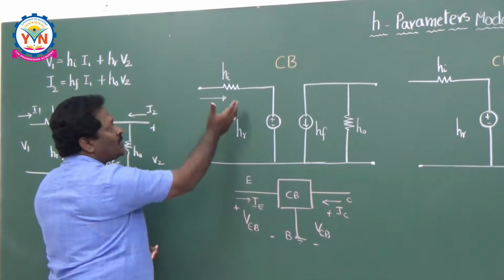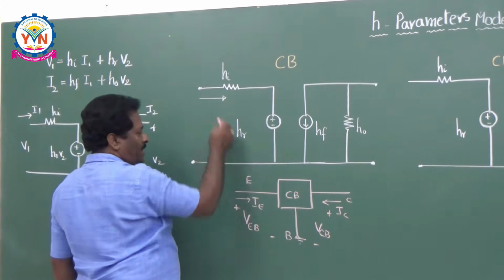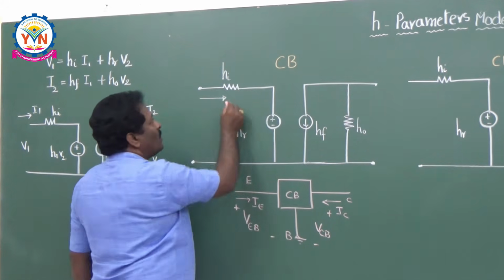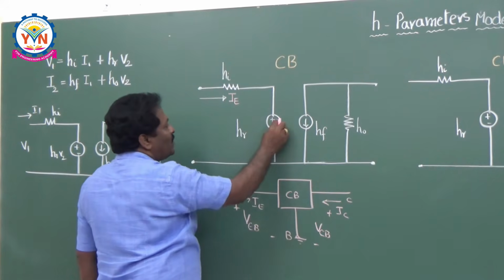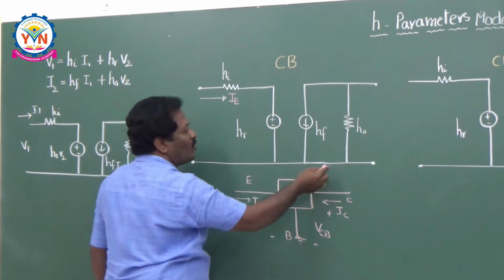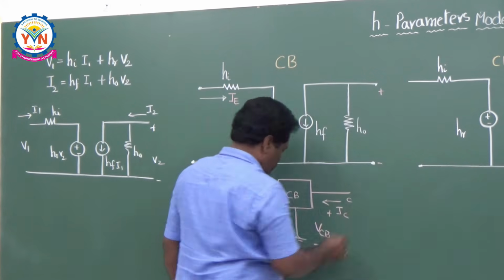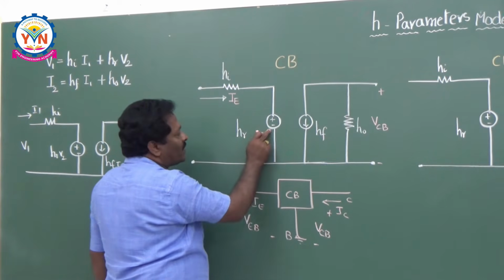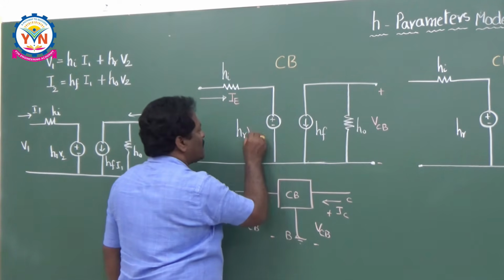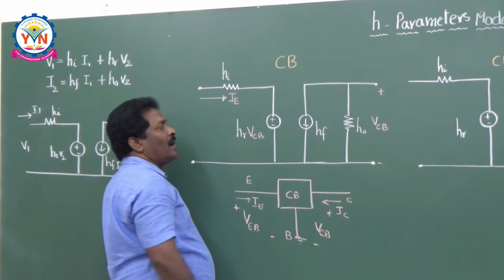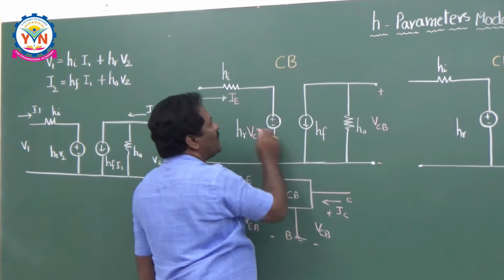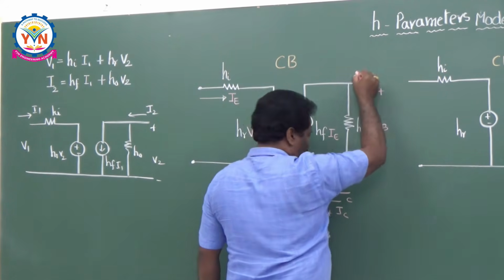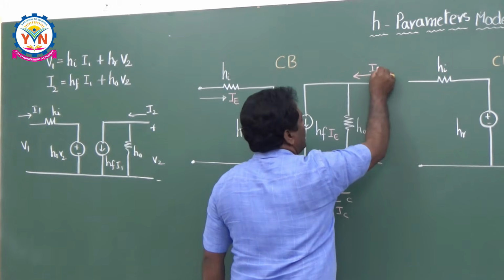Once you know this, just substitute here. What is the input current here? Input current is IE because I am drawing for the CB configuration. What is the value of this voltage source? HR times output voltage. What is the output voltage here? The output voltage is VCB. So the value for this one is HR times VCB. And the current source value is HF times the input current. What is the input current? IE. And this is the output current. Output current is the collector current IC.